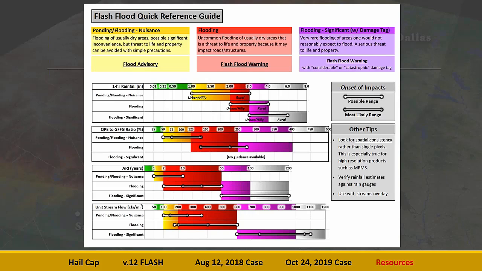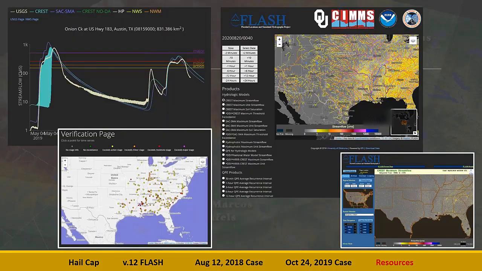But again, take this for your specific area and maybe make some adjustments and see what really works for you, because there have been noted throughout the life of Flash differences from WFO to WFO, differences in more rural areas, more urban areas. That's just a thing to watch out for, but it's a good starting point for sure.